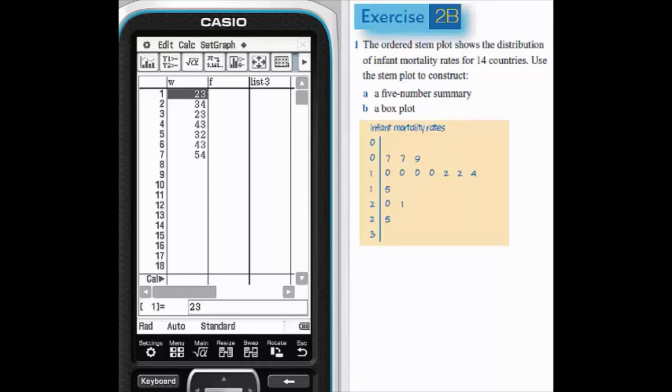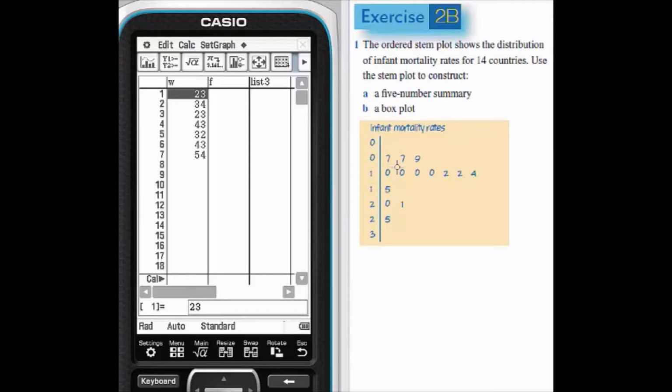We're going to make a 5-number summary from some data given to us in a stem and leaf plot using our calculator. So the first thing we need to do is make sure we know how to read a stem and leaf plot. This part on the left hand side of the line is the first digit in a 2-digit number. I'm going to assume it's a 2-digit number.